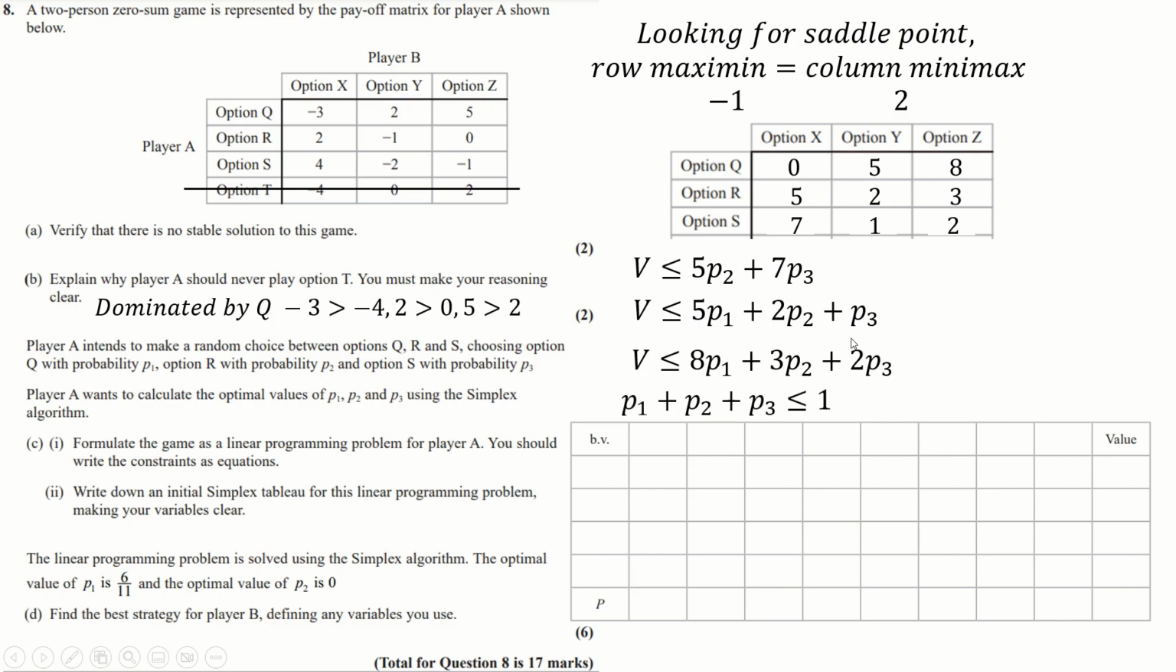And we're going to max, like I said, P equals V. And we're also going to say P1 plus P2 plus P3 is less than or equal to 1. Now, I simply say that needs to equal 1, but just for the simplex algorithm to work, you need to add a slack variable in there. And like I was saying before, the table gives you a hint about that.